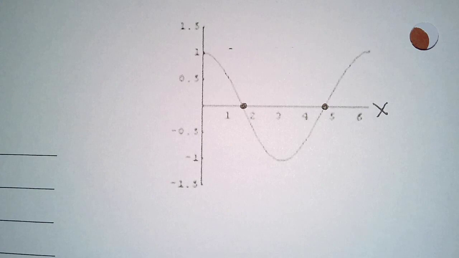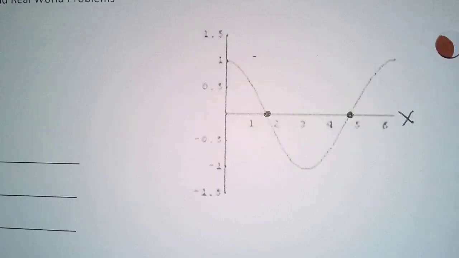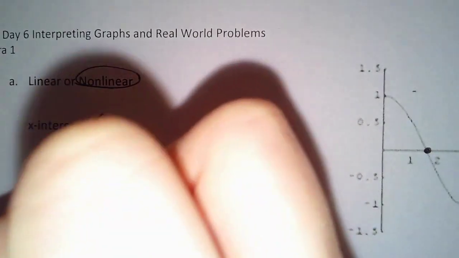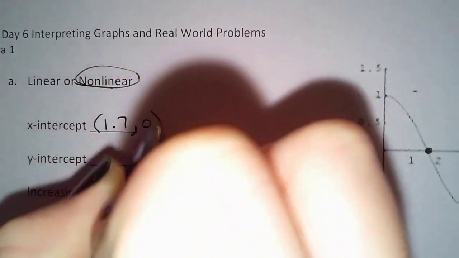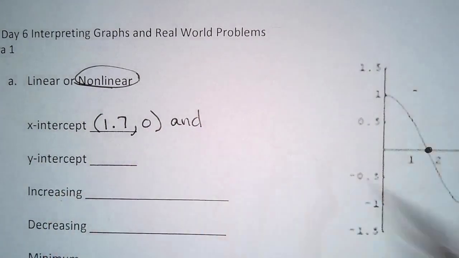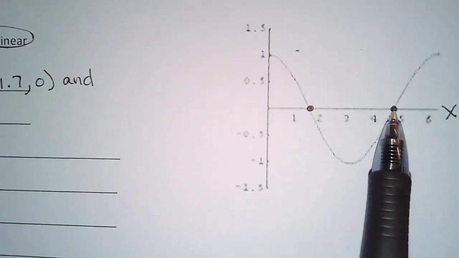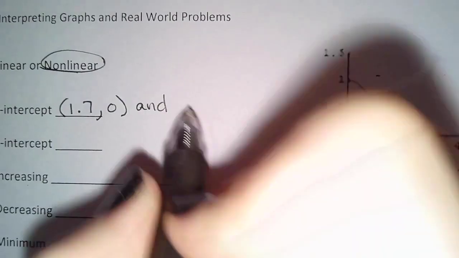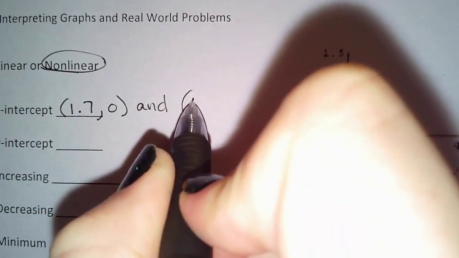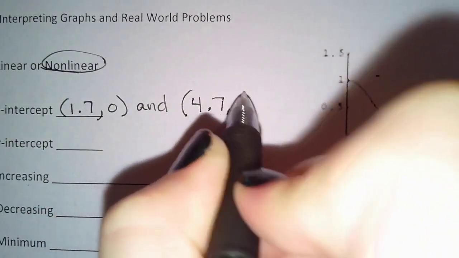What did you say? It's a little bit more than a half, so 1.7. We'll go with that. So right to 1.7, up and down 0. So 1.7, comma 0. And the other ordered pair, probably about 4.7. It's a little bit more than a half. So 4.7, comma 0.